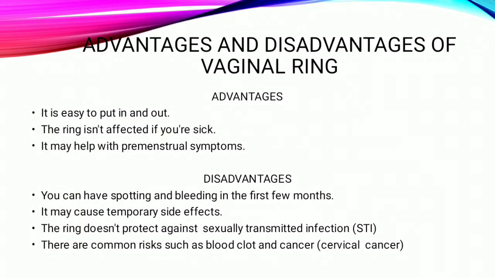Cancer. Research suggests that women who use the vaginal ring have a small increased risk of being diagnosed with breast cancer compared to those who don't. But this reduces with time after you've stopped using the ring. Also, it increases the risk of developing cervical cancer with long-term use of estrogen and progestogen hormonal contraception.